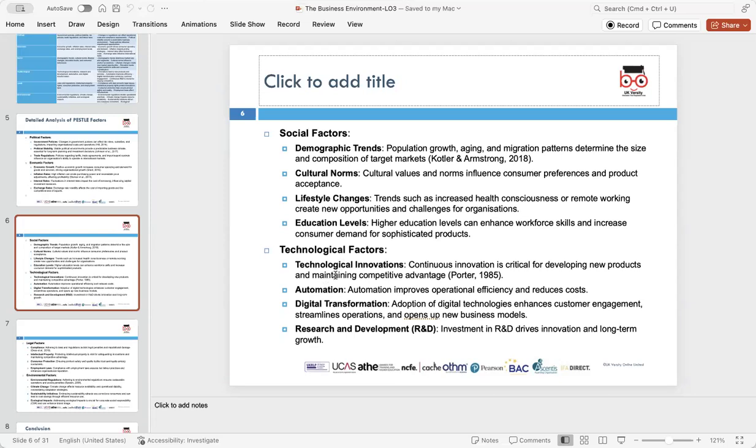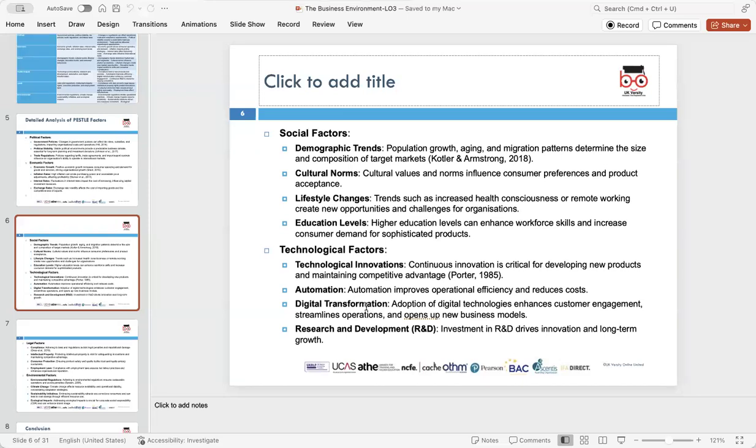Technological factors. Technological innovations refer to the development of new technologies and advancements in existing ones. Continuous innovation is critical for developing new products and maintaining a competitive edge. For example, advances in artificial intelligence and machine learning are opening new avenues for personalized customer experiences and operational efficiencies.